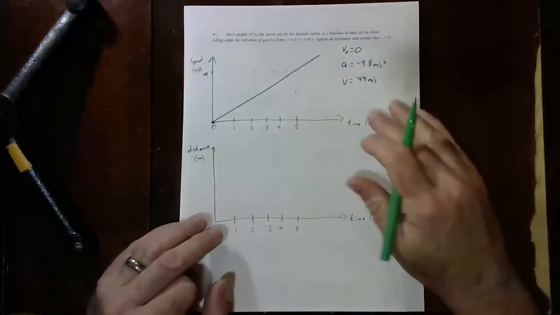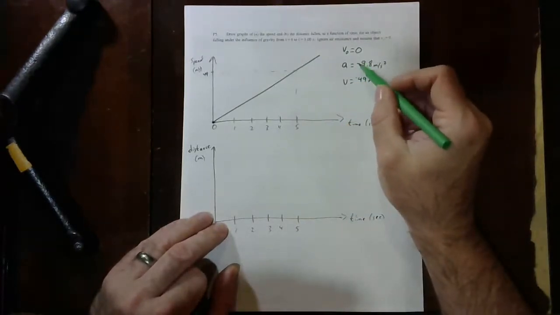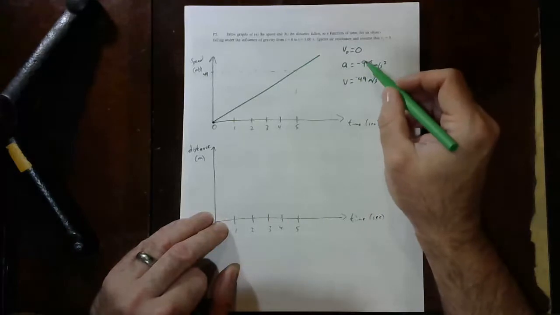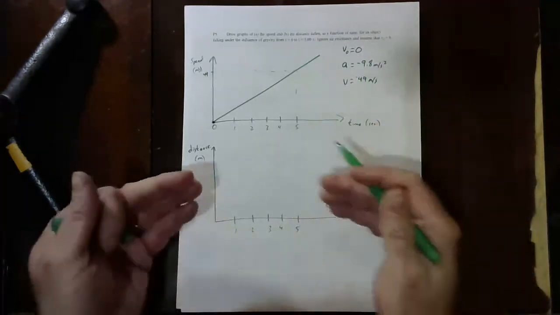Okay. Are you okay with how I did that? I hope so. Every second we're subtracting 9.8 from our velocity. We're starting at 0. 5 seconds later, 5 times 9.8 gives me negative 49. Okay, there we go. So that's that graph.